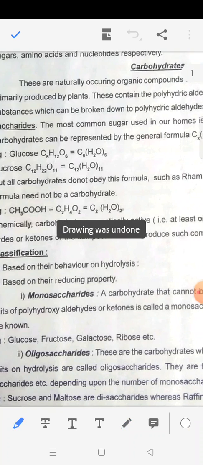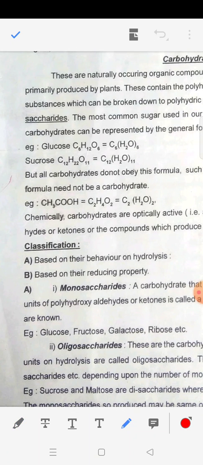Again, on the other hand, there are certain compounds which do obey this formula, but they are not carbohydrates. You can see here the example is acetic acid. Acetic acid's molecular formula is C2H4O2, and you can easily write it as C2(H2O)2. But we all know acetic acid is not a carbohydrate. Now, one important aspect of carbohydrates is they must have at least one optical center. By one optical center, what we mean is they must have at least one chiral carbon.